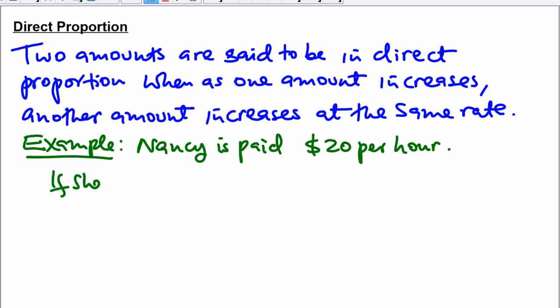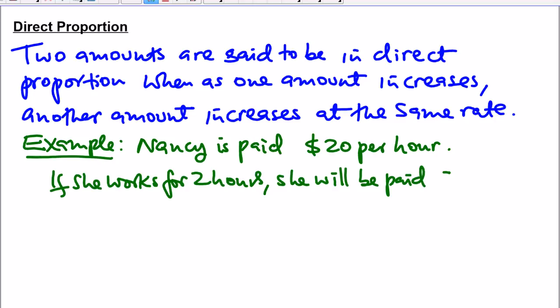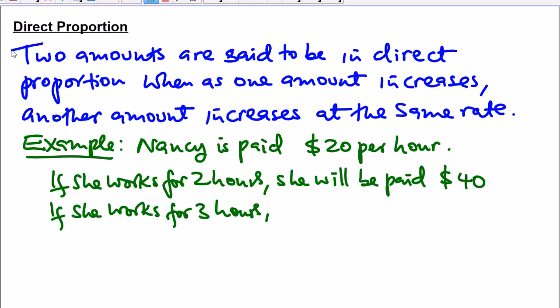So if she works for 2 hours, she will be paid $40. If she works for 3 hours, she'll be paid $60. And so on.